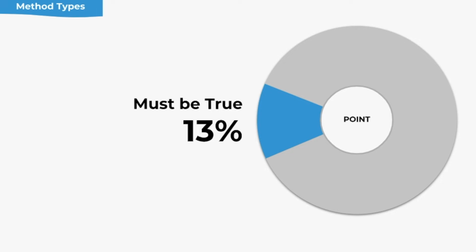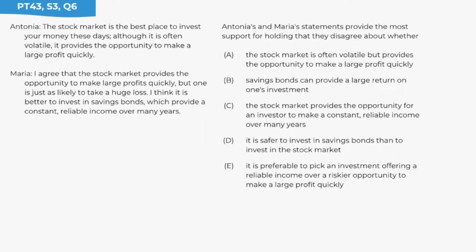So some point questions are very, very strict in terms of what we need to be able to prove. We need to be able to prove that one person actively agrees with the claim while one person actively disagrees with the claim. So here's another example. Now notice in this question stem it says, Antonia's and Maria's statements provide the most support for holding that they disagree about whether. Now, notice the question stem is not asking for what we know for certain. It's saying that the statements provide the most support.